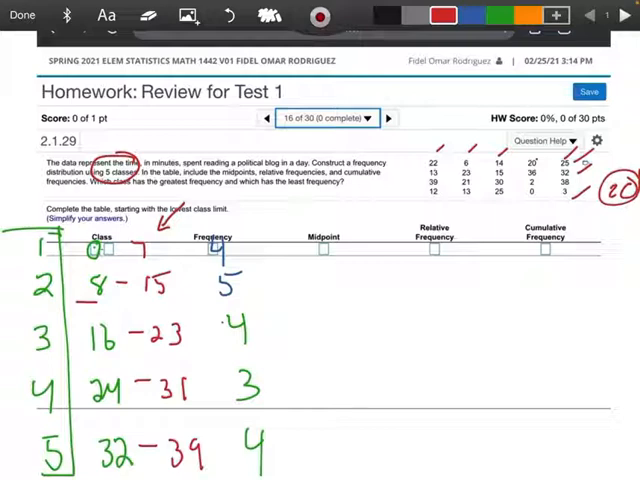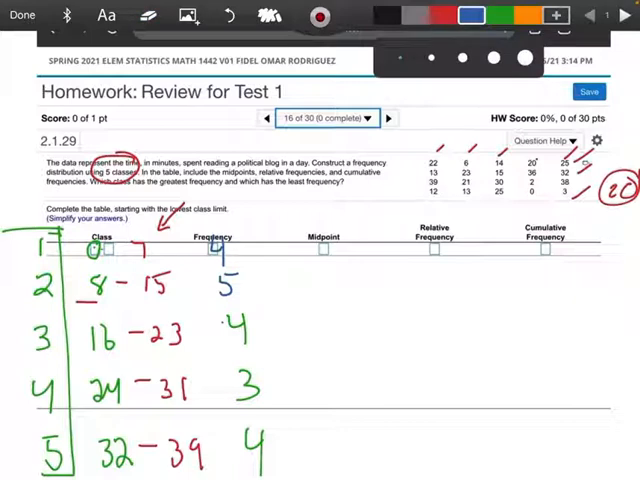So let's see. The first two, I'm just going to do this on the side, that's 9. That's going to give me 7. And 9 and 7 is 16, and 4, yep, that's 20. Okay, so we got our numbers here. Okay, let's keep going. We're going to find the midpoint.